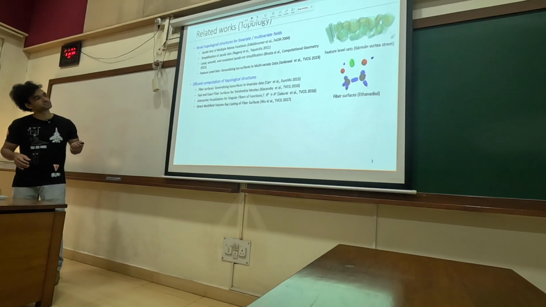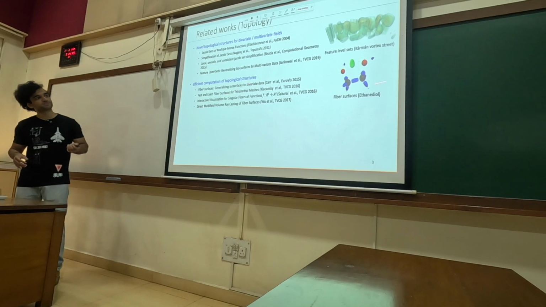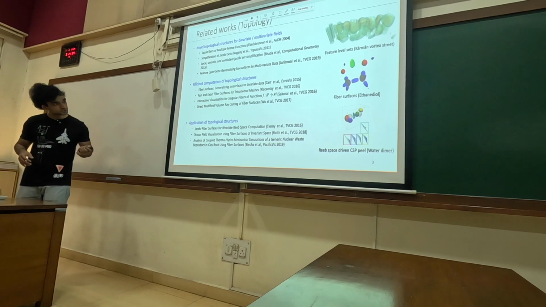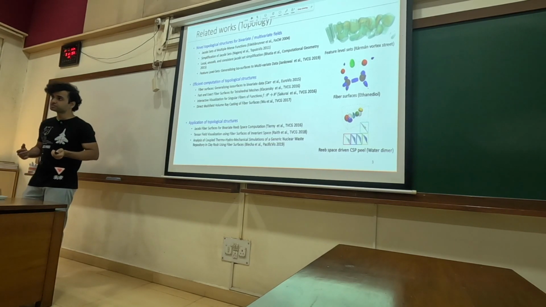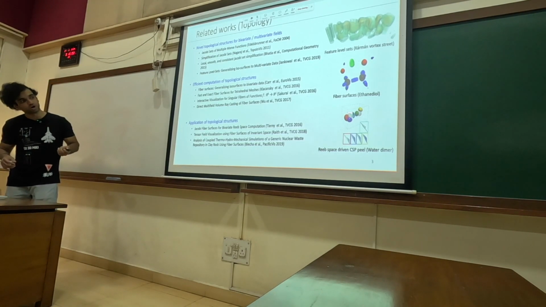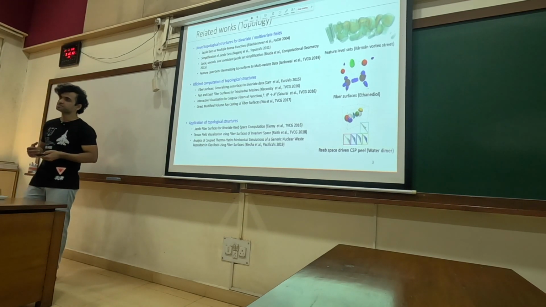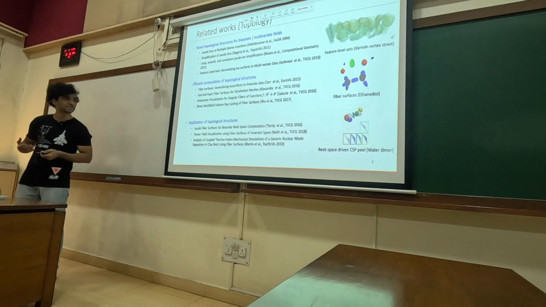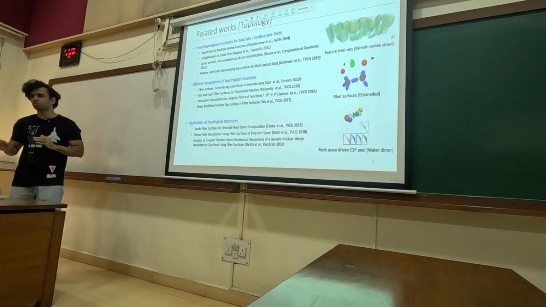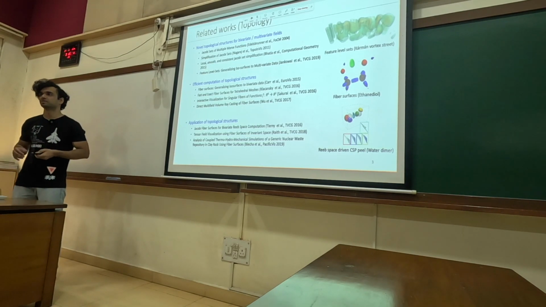For example, here I have listed a few works to compute fiber surfaces shown on the right. Then we have a line of work which focuses on applying the existing structures to study different and new applications. On the right, we have used a structure called Reeb space to study a water dimer. My work heavily uses these fiber surfaces, and the first computation method for fiber surfaces was introduced in 2015. And when we started working with fiber surfaces and related structures, there were quite a few computation methods and their application works.